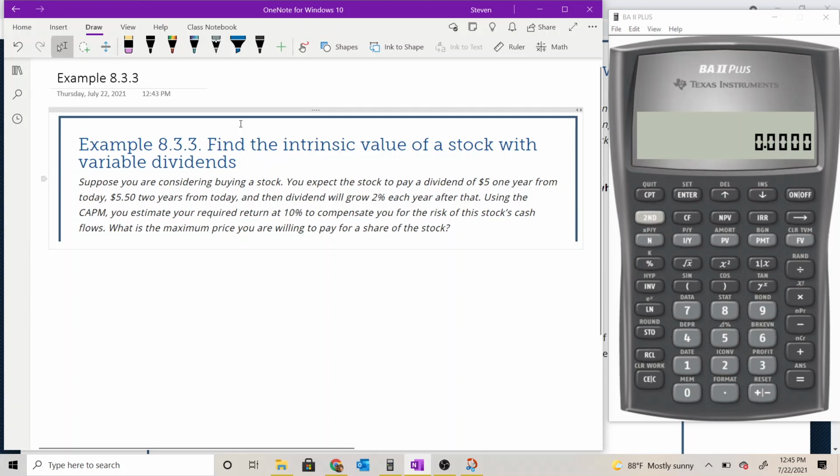Example 8.3.3. All right, we're going to actually go through this one because there are a number of moving pieces to this one. We're combining a lot of parts from the previous two examples into this one, so we'll actually work through it together here.